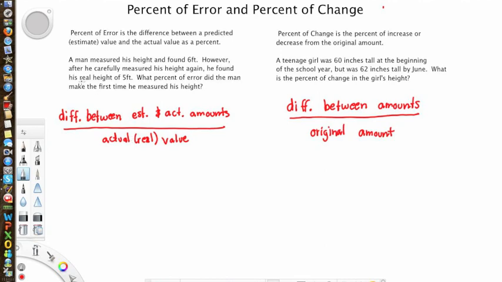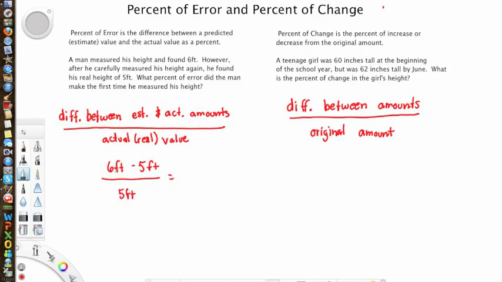So if we have the problem, a man measured his height and found it to be 6 feet tall. However, after he carefully measured his height again, he found his real height was only 5 feet tall. He was off a foot the first time. What percent of error did the man make the first time he measured his height? So we take our two heights, we take the first of 6 feet, and we subtract 5 feet from it, and we put that all over his actual or real height, which was 5 feet.